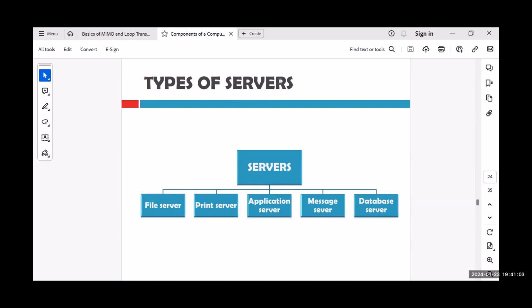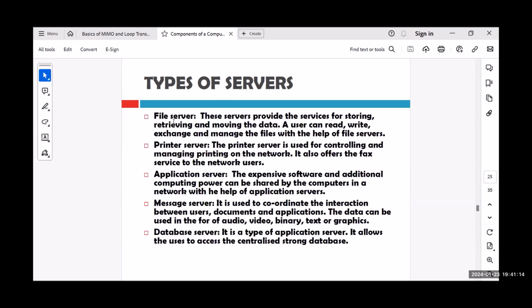Let's talk about the types of servers. We have file server, print server, application server, message server, and database server. The file server provides the services for storing, retrieving, and moving the data. A user can read, write, exchange, and manage the files with the help of file servers. The print server is used for controlling and managing printing on the network. It also offers the fax service to the network users.